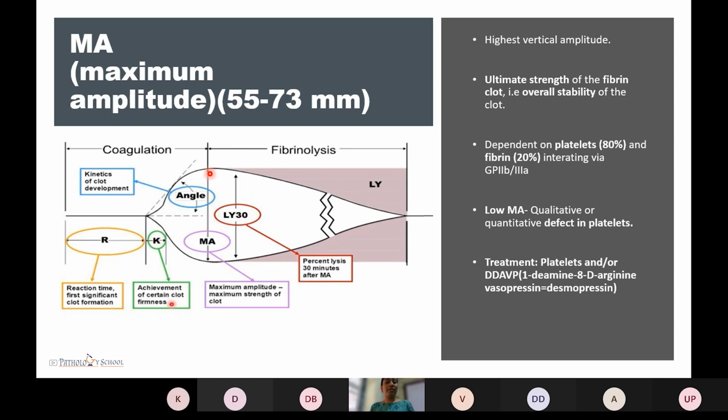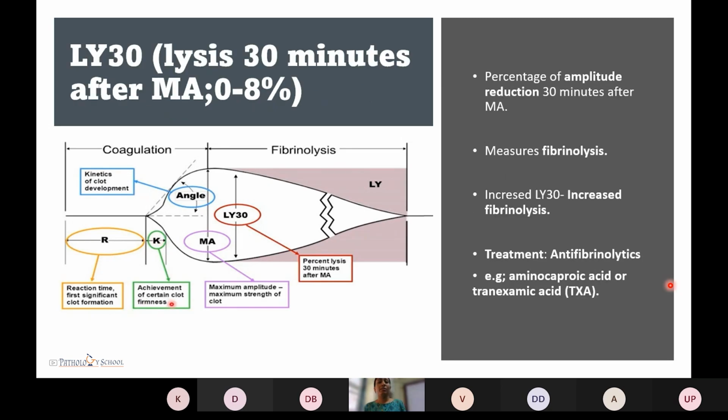So if this amplitude is less in this graph, then we'll say that the patient is having thrombocytopenia or is low on platelets. The treatment in such patients will be platelet transfusion or DDAVP, that is 1-deamino-8-D-arginine vasopressin, desmopressin. Then comes LY30, that is lysis 30 minutes after MA.